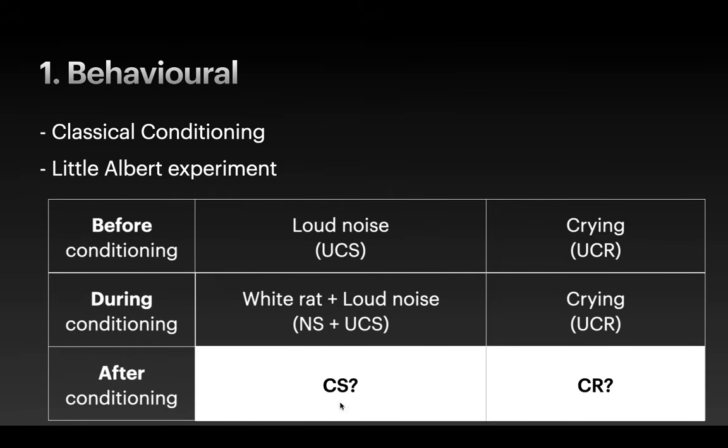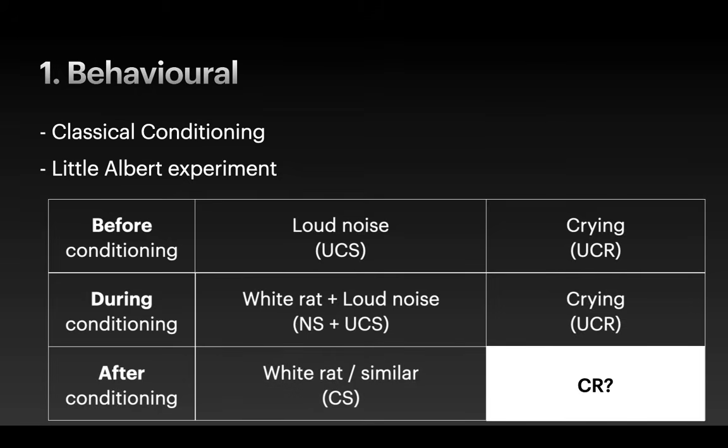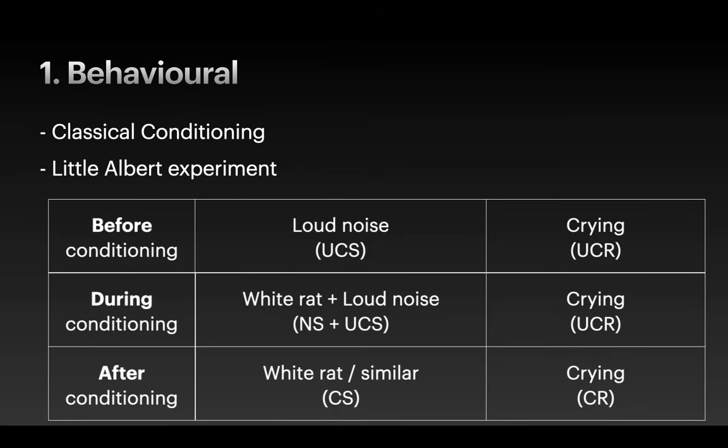Then after conditioning, we now have the CS, which is the white rat. The white rat, when we paired it with the loud noise, sorry, not the UCS, it's the NS that becomes the CS. CS stands for conditioned stimulus, right? I don't have to make the loud noise anymore. I just have to show Little Albert the rat, and guess what? He starts crying. That's the conditioned response, right? So I taught Albert to cry when he sees a white rat by associating the white rat with a loud noise over several times.